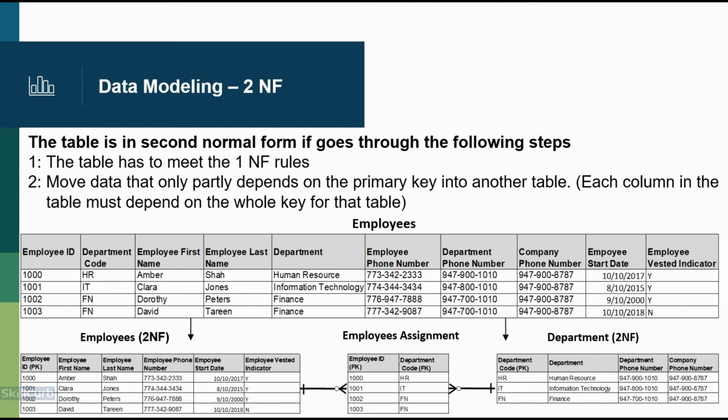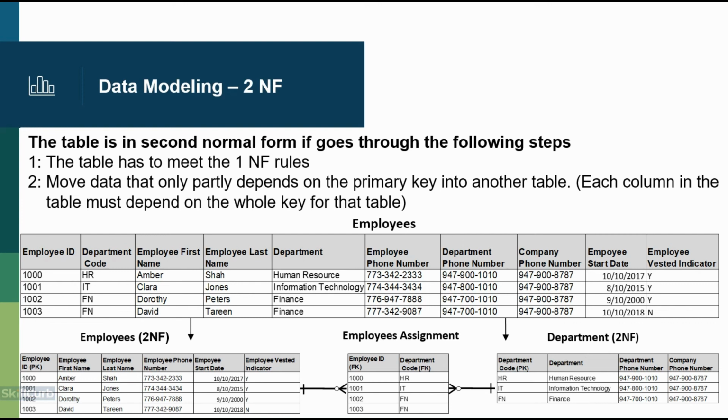So the primary key here is employee ID and department code, right? Those are the unique identifiers. But if you look at the employee first name, last name, that is dependent on the employee ID. An employee ID should be able to give us the employee first name, last name. If you look at the department, department is dependent on the department code. So you see, we have some columns in the table depending on one part of the key, and the other columns are dependent on the other part of the key.